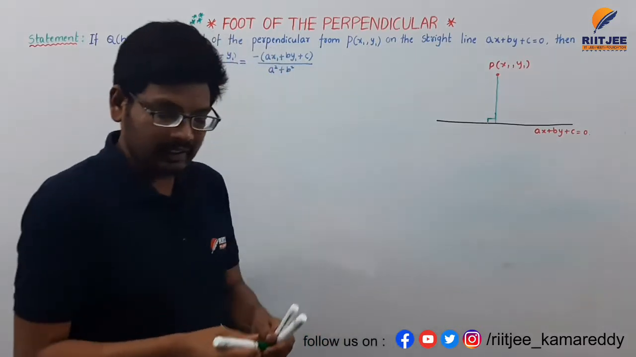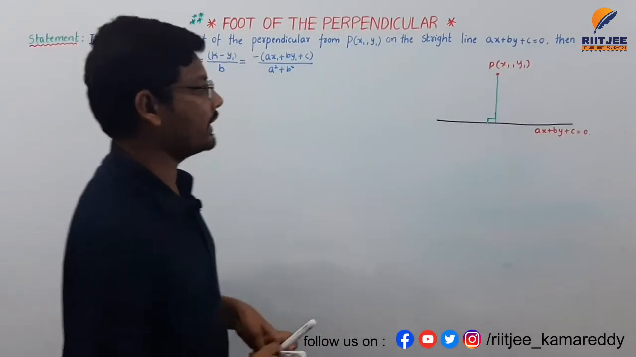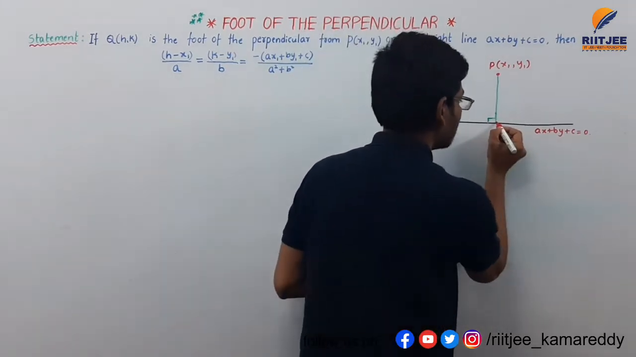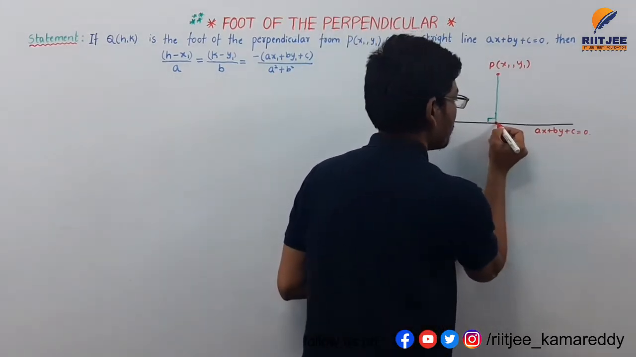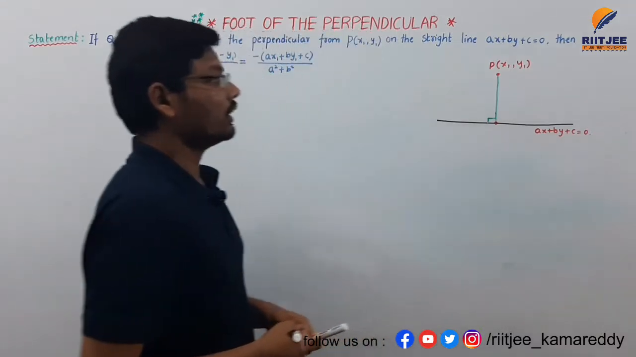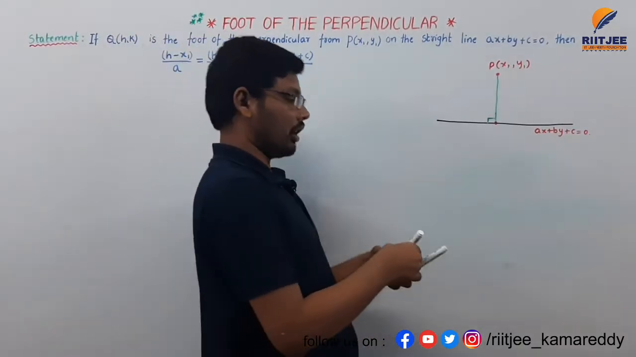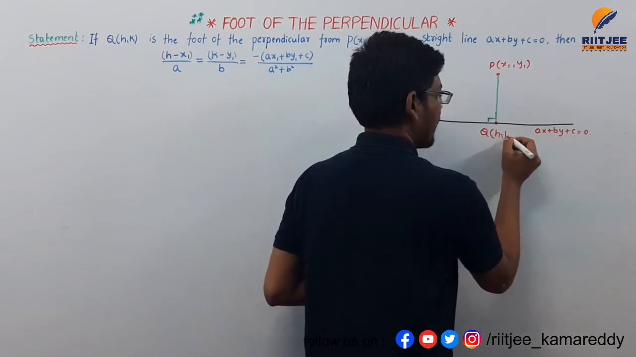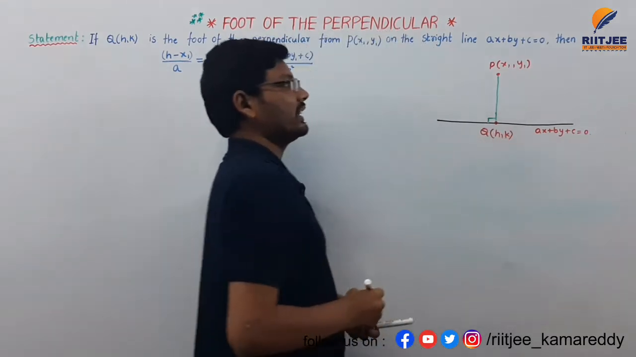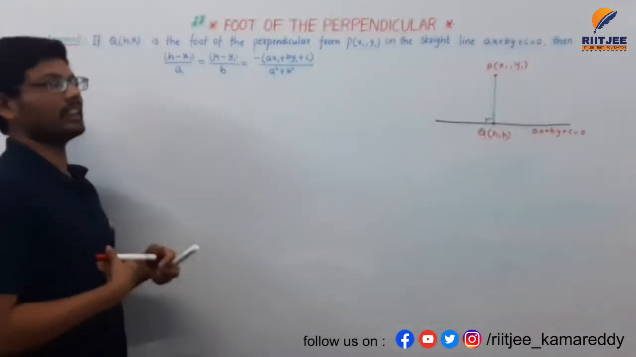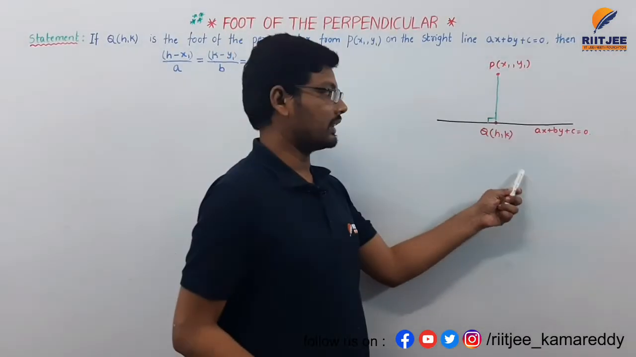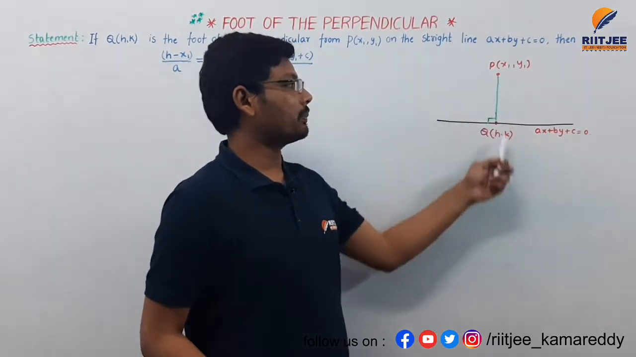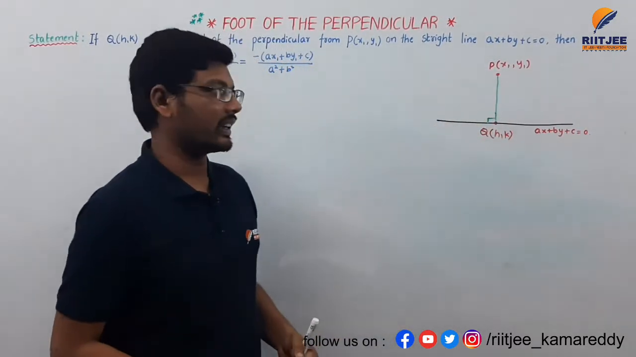So the intersection of this perpendicular line and the line ax plus by plus c, this point here, is called Q of h comma k. This point is called the foot of the perpendicular. Simply, we can call this the foot, and this point is called the foot of the perpendicular here.